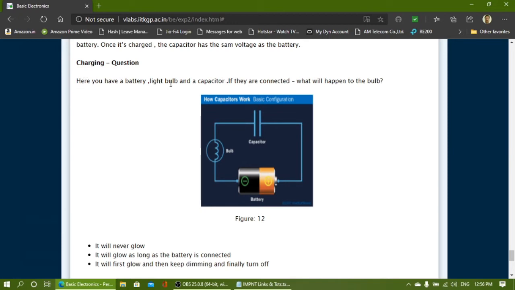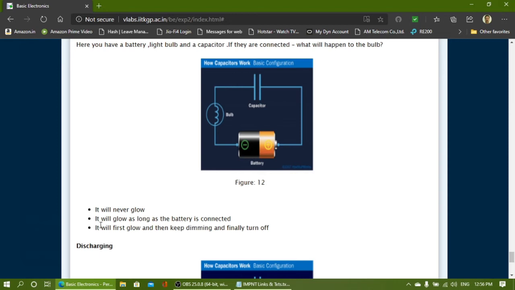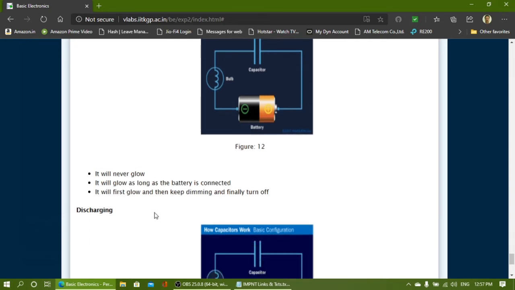Here you have a battery and a light bulb, maybe an LED. If they are connected in series, what will happen to the bulb? Will it never glow? No. Will it glow as long as the battery is connected? No, because this is not a resistance, so the action is not continuous. It will first glow. That means, as long as the capacitor is charging, the bulb glows and keeps dimming, and finally turns off when the capacitor gets fully charged. The current will stop, so the bulb will go off.